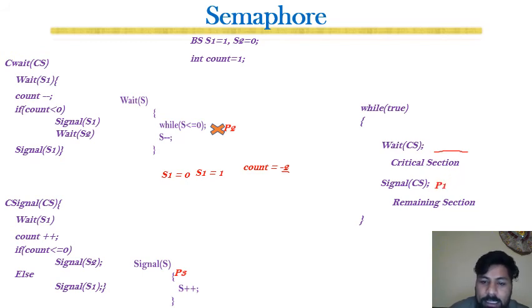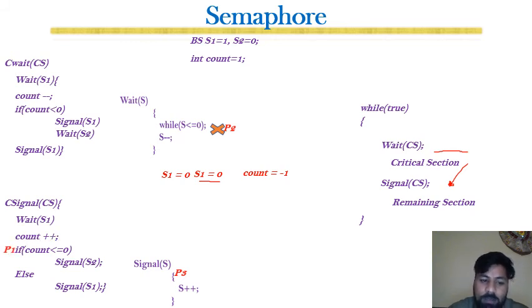Okay, and you can see here that meanwhile P1 finishes its critical section and now wants to release the other processes, so it issues signal on CS. So signal on CS will be called and P1 will go here, and at this point it will call wait on S1. Once P1 executes wait on S1, it simply decrements the value of S1. Now P1 continues moving on and increments the value of count. Count was previously minus 2, now it is incremented and the next value is minus 1.